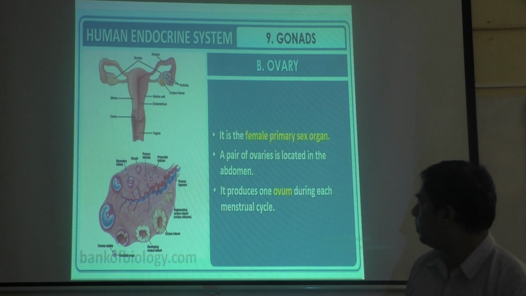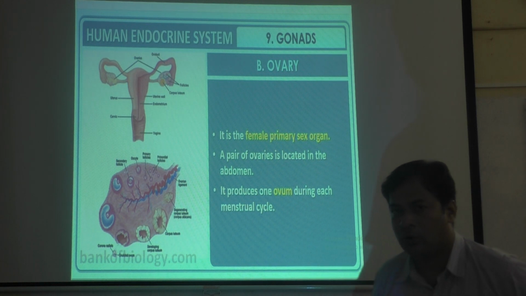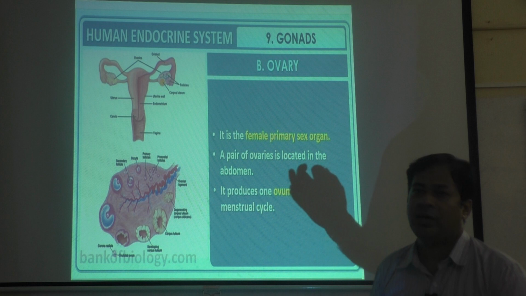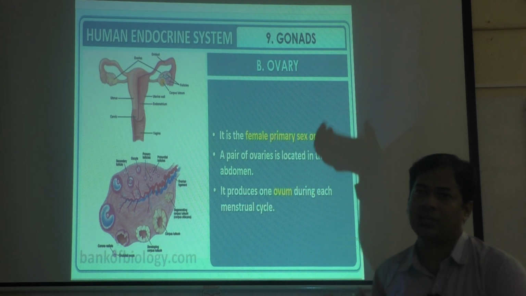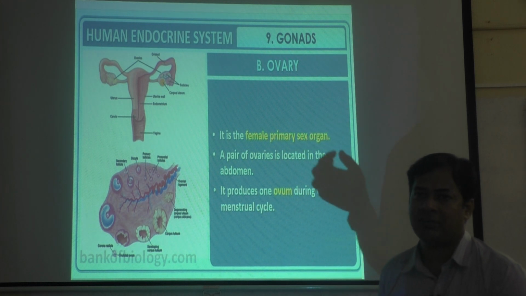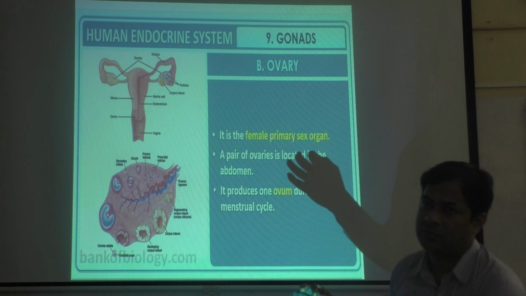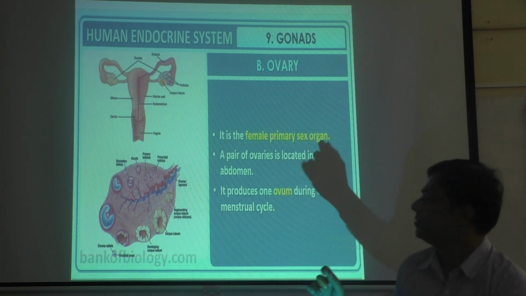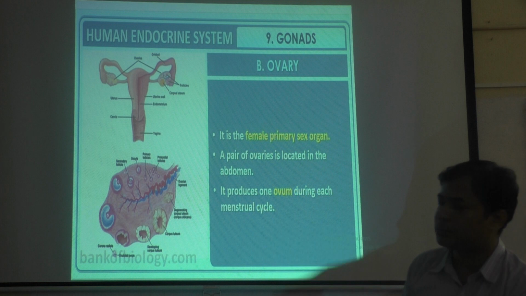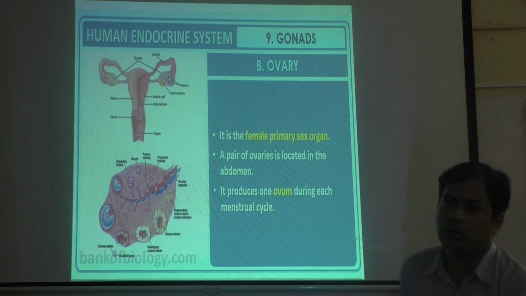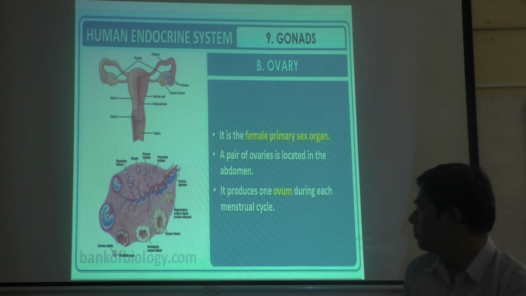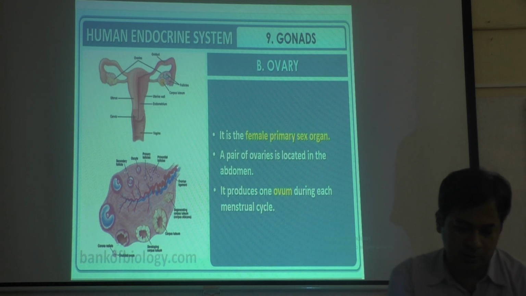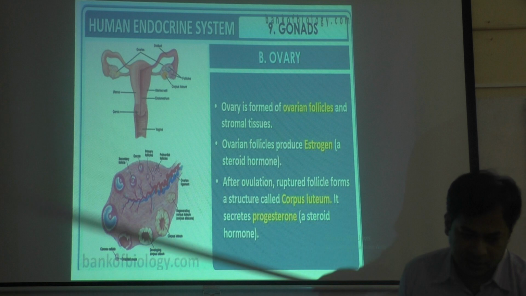It produces ovum during each menstrual cycle. Ovum means egg. Every month, during every menstrual cycle, what we call periods, one ovum or egg is produced. Ovum is singular, ova are plural, when many are there. A single ovum is produced every month.